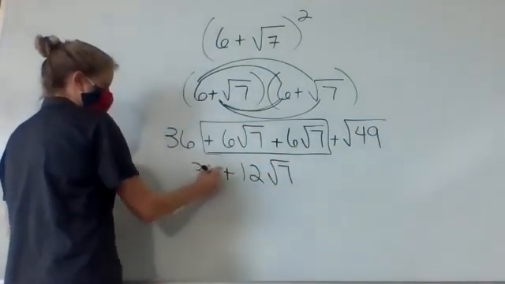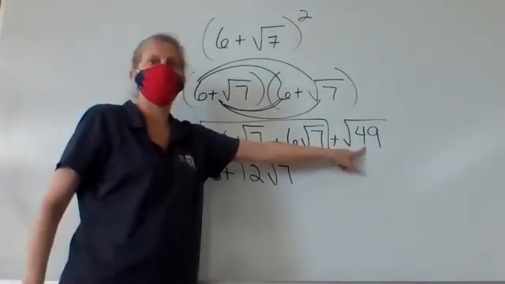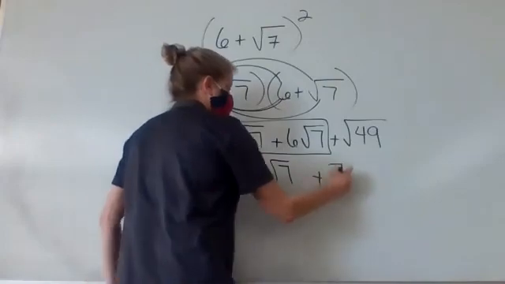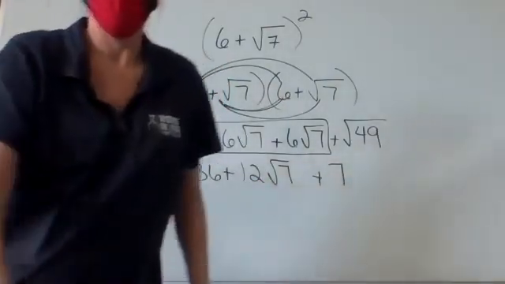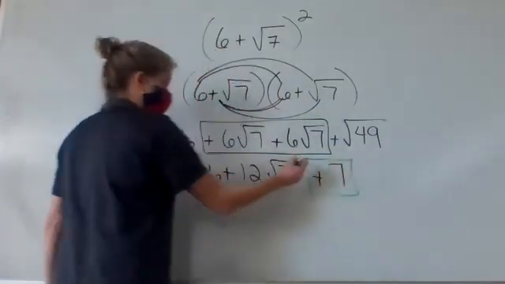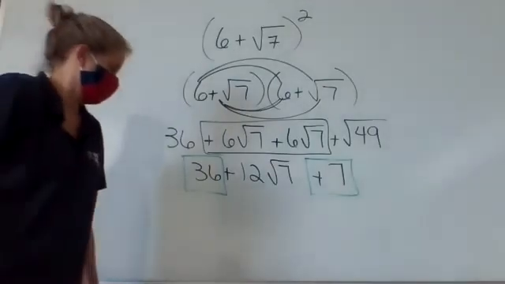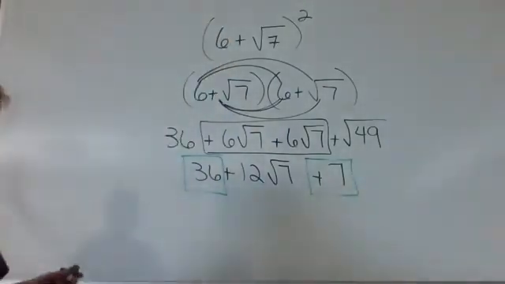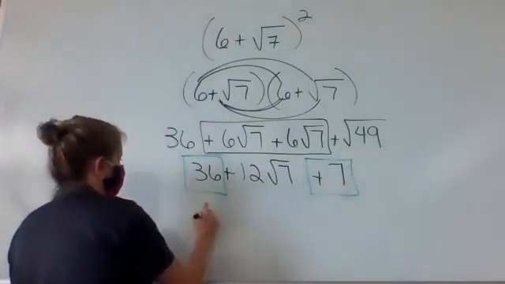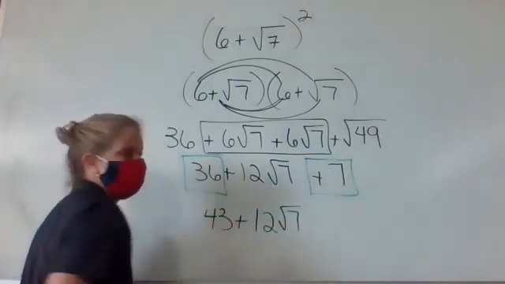Just bring down this 36. What does the square root of 49 turn into? 7. So I have plus 7, which means who can this 7 go with? That 36. What is that? 43. So I have 43 and then plus 12 square root of 7.